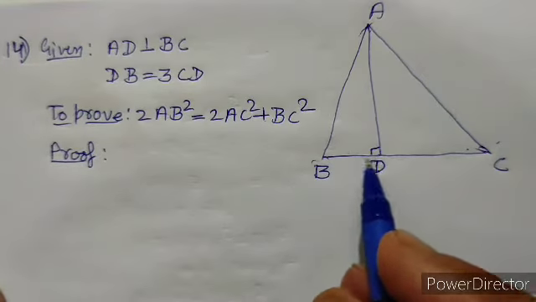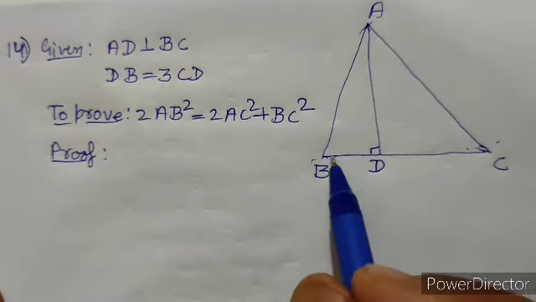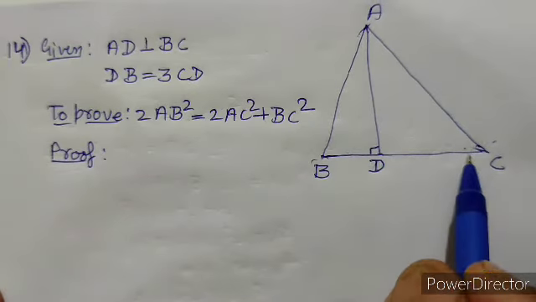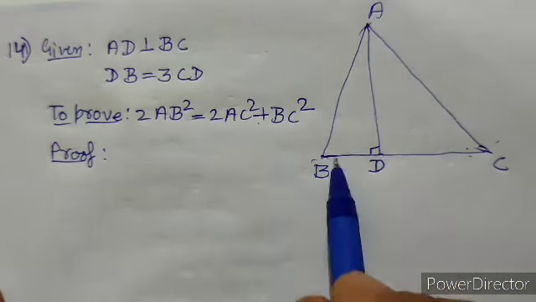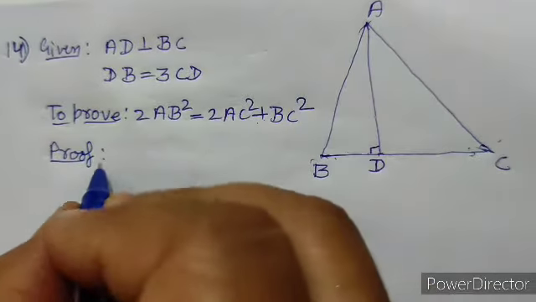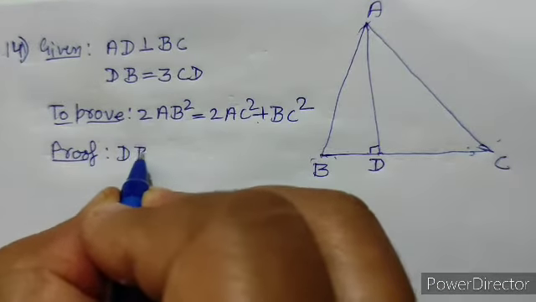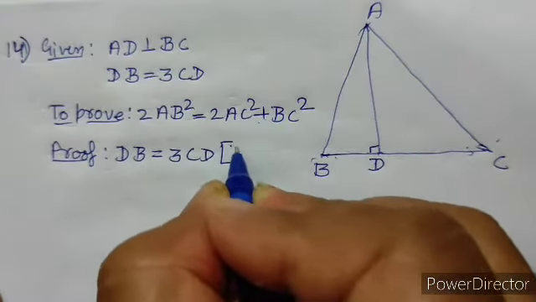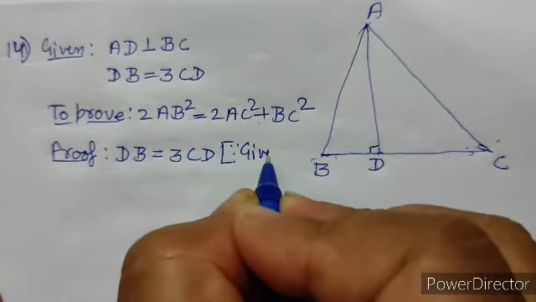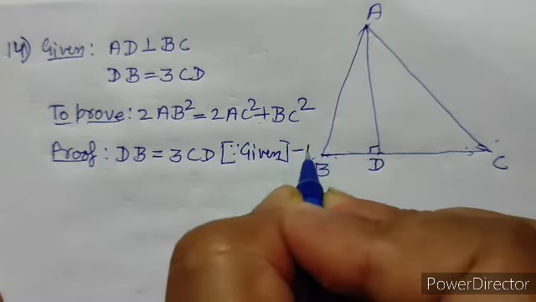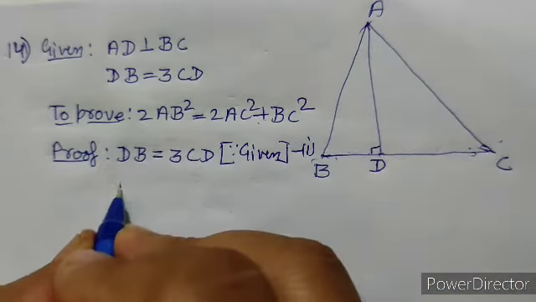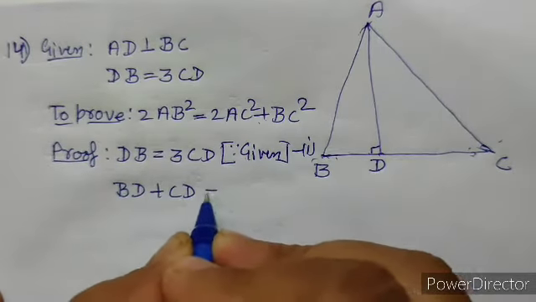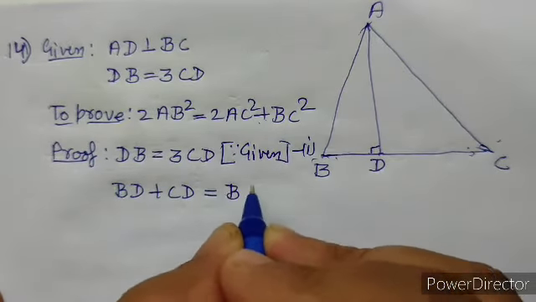Now in order to prove this, first of all we will find CD and BD in terms of BC, because here we don't need BD and CD. So here DB was equal to 3CD was given to us. Now this is our equation first. Now BD plus CD will be equal to BC.